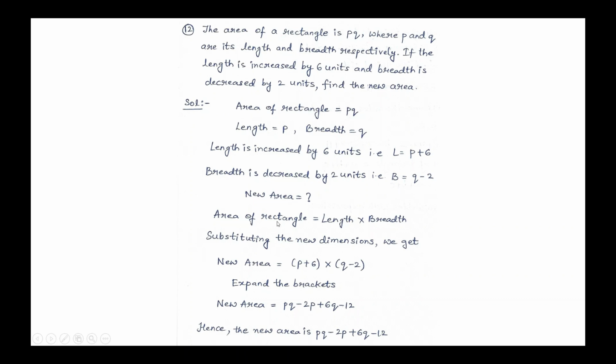We know that area of a rectangle is equal to length into breadth. Substituting the new dimensions, we get new area is equal to (P plus 6) into (Q minus 2). Now let's expand the brackets and write new area is equal to PQ minus 2P plus 6Q minus 12. Hence, the new area of the rectangle is PQ minus 2P plus 6Q minus 12.